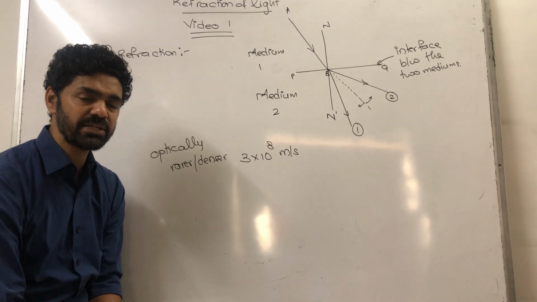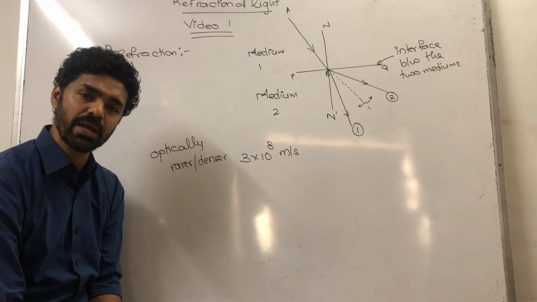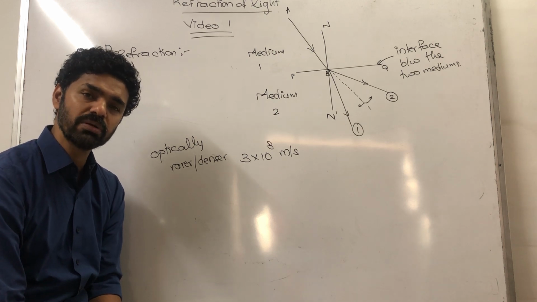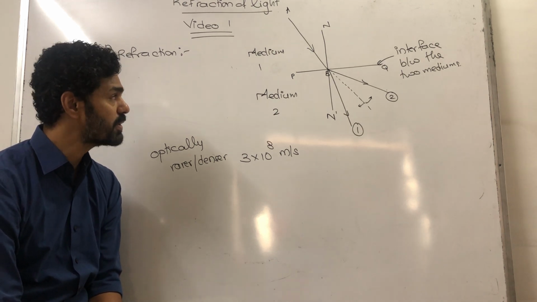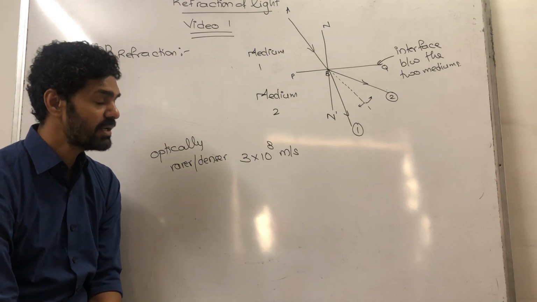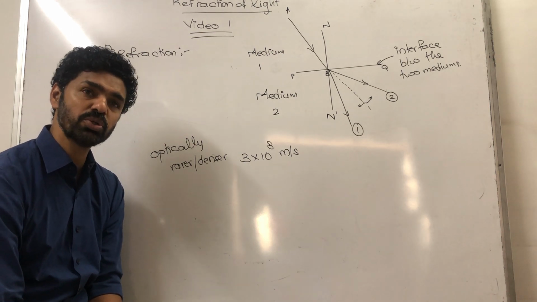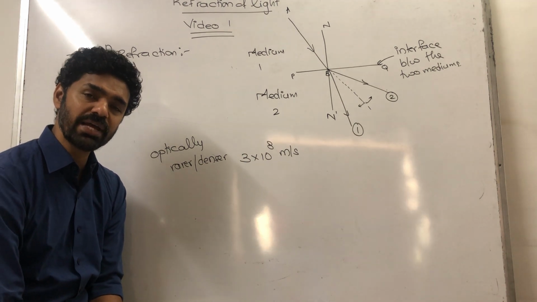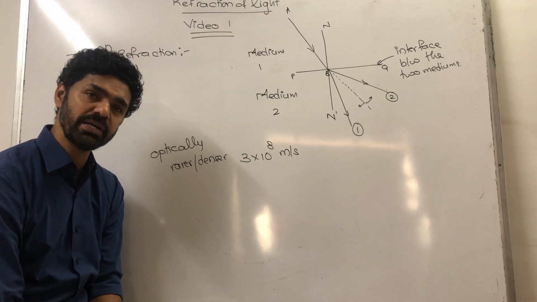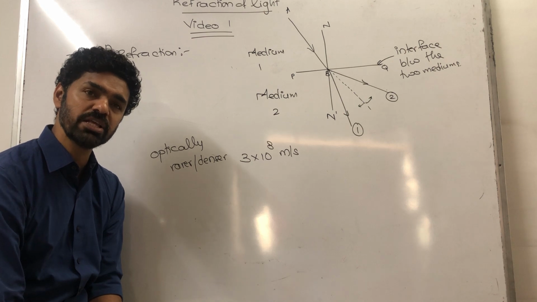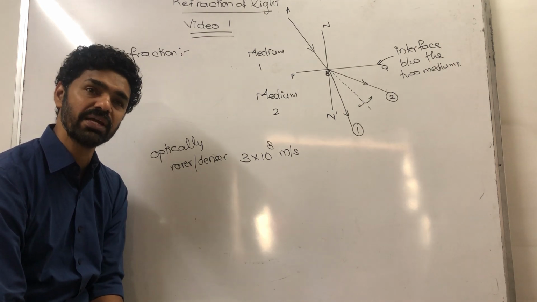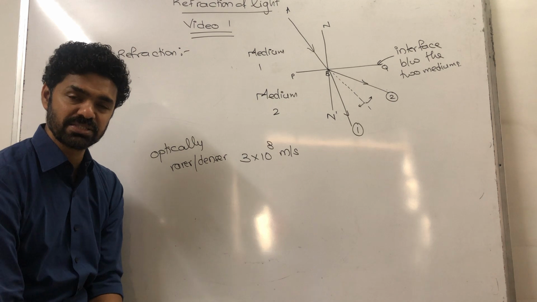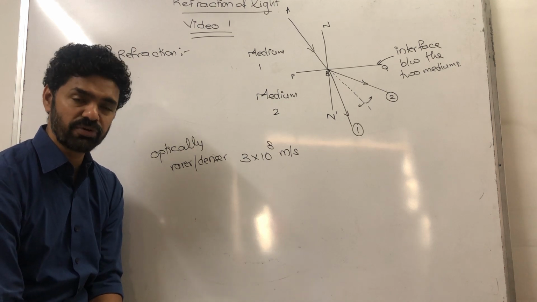When light bends, either it will bend towards the normal or it will bend away from the normal. We defined an optically rarer and an optically denser medium. We also understood why refraction takes place, or why light bends, because light has different speed in different medium. Because of this sudden change in speed of light, the light bends and causes refraction.